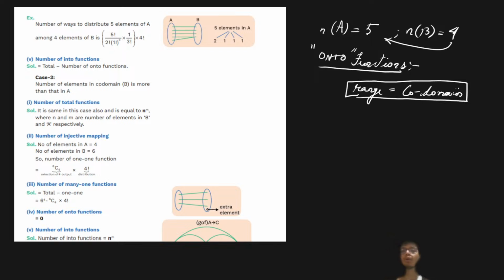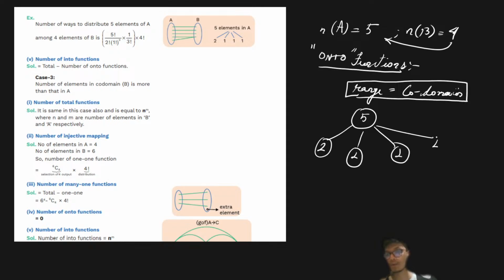So I can use group division. I have to distribute 5 elements of A among 4 elements of B. How can I do that? I have to make group formation. I can write 5 as 2, 1, 1 and 1. This is the only possible way in which I can divide these 5 objects into 4 groups.